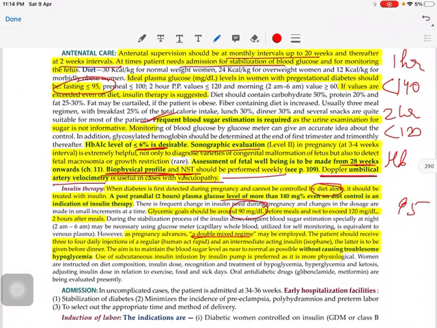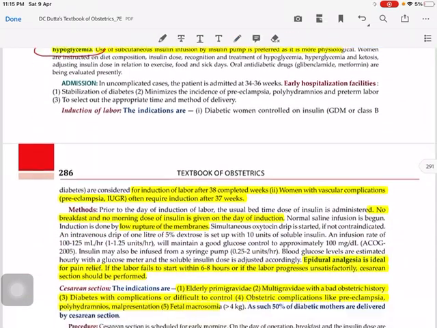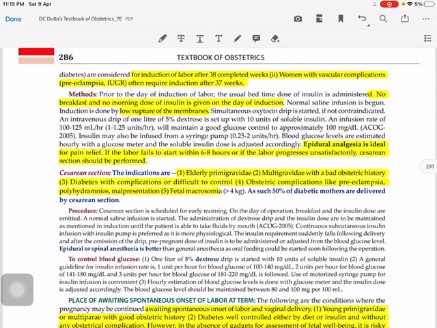What is double mixed regime? We give 2 types of insulin: first is the regular insulin, and second is the intermediate acting insulin. We give regular insulin during the meals, and intermediate acting insulin before bedtime. The main purpose is that there should not be any harm to the fetus while there is no hypoglycemia. This is also known as mixed insulin.